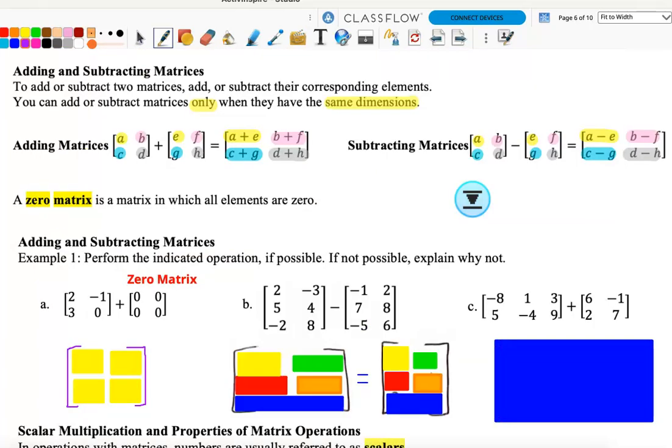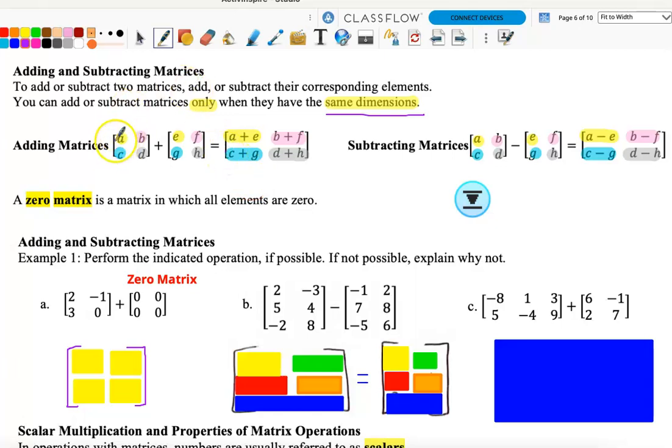So let's do some problems. So we're going to add and subtract them first. And so you can add or subtract matrices only when they are going to have the same dimensions. So if you've got a 2 by 2, like this example, we've got 2 rows and 2 columns, and then I've got 2 rows and 2 columns. I am allowed to add them, and you will get the same dimension.